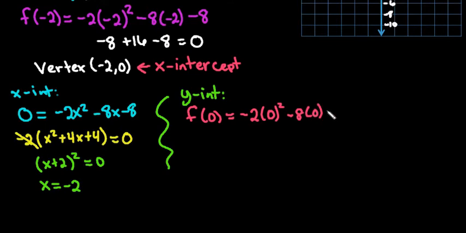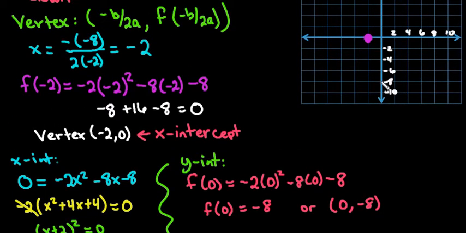So essentially that first part becomes 0 minus 8. So we can see that our y-intercept is going to be f of 0, negative 8, or we could write it as an ordered pair 0, negative 8. So our y-intercept is going to be here. Because this is symmetric, we know that on the other side it would do the same thing, so our graph would look like this.